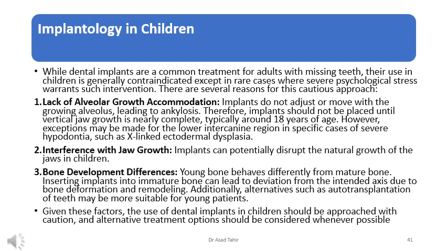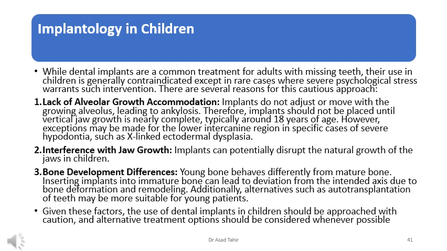Lack of alveolar growth accommodation. Implants do not adjust or move with the growing alveolus, leading to ankylosis. Therefore, implants should not be placed until vertical jaw growth is nearly complete, typically around 18 years of age. However, exceptions may be made for the lower intercanine region in specific cases of severe hypodontia, such as X-linked dermal dysplasia.